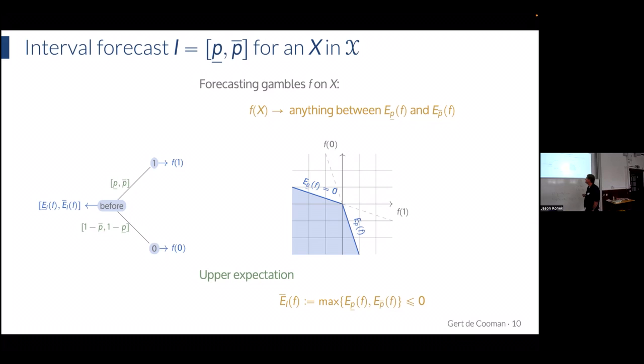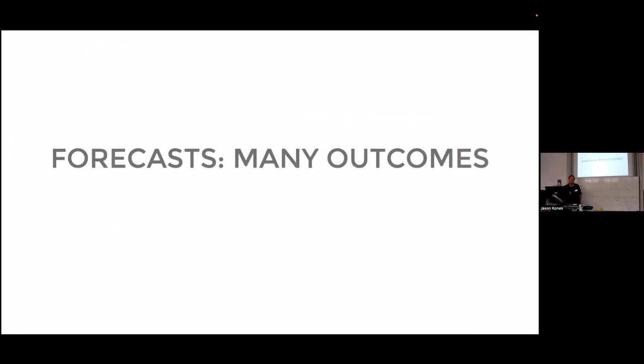Yeah. Okay. So I have this upper expectation, and these are the gambles that are available to you as a skeptic. Okay, so this was the situation for a single forecast. Now I'm going to extend this idea to many subsequent forecasts. So today, tomorrow, and all the subsequent days, I'm going to make forecasts for the weather or for a coin, something with two possible outcomes.